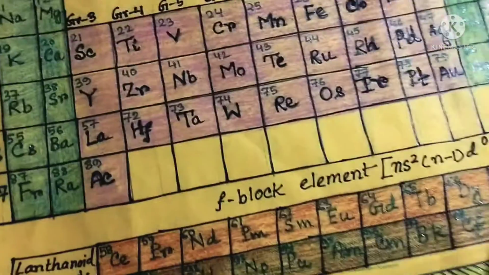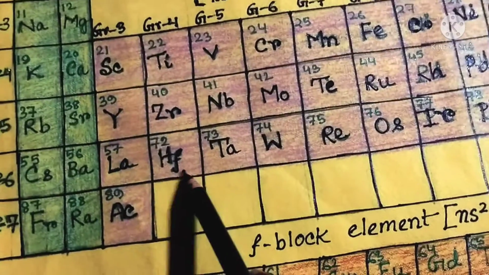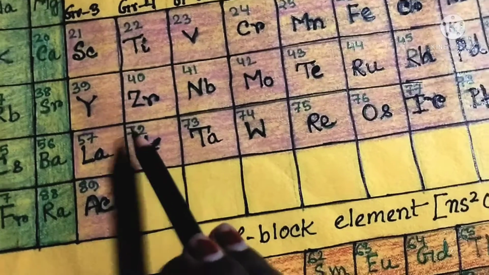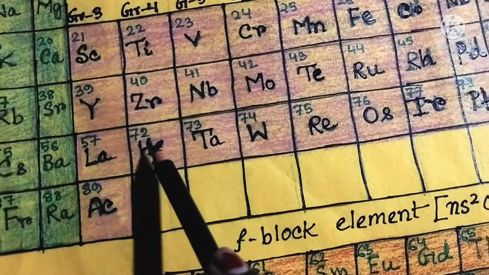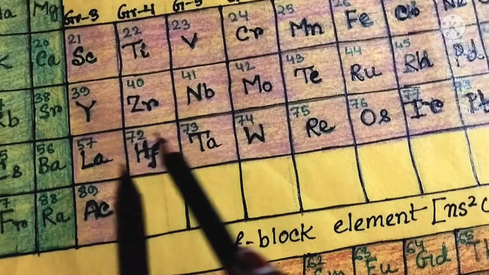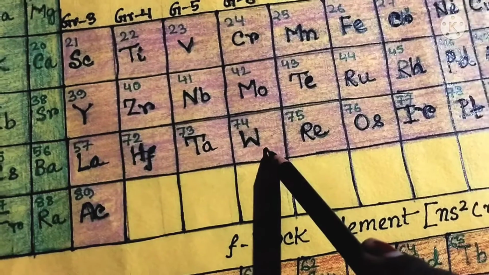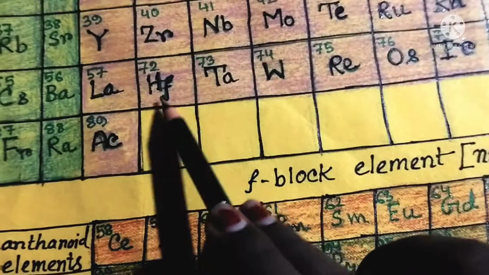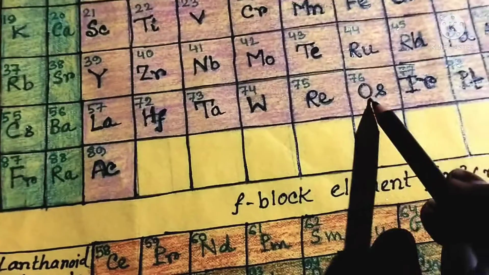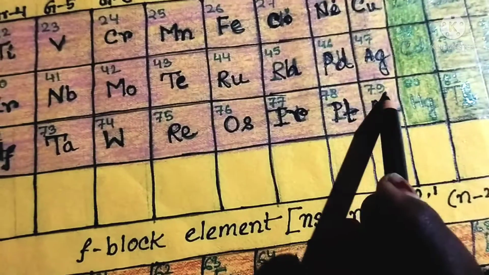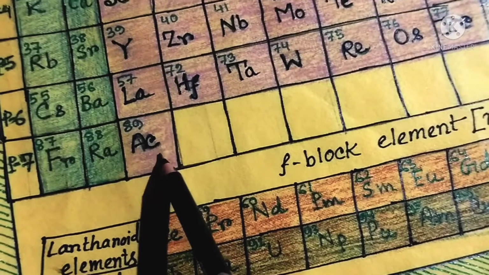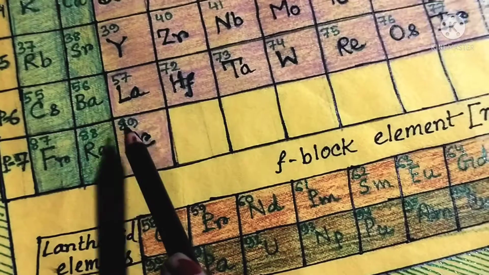And after 71, here we write hafnium, and the atomic number of hafnium is 72. Do you understand? This is 57, and for hafnium it is 72. Next is tantalum, tungsten, rhenium, osmium, iridium, platinum, gold, and mercury. This is 72, 73, 74, 75, 76, 77, 78, 79 and 80. And here after radium is actinium, and the atomic number of actinium is 89.